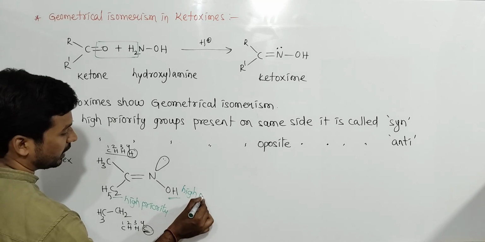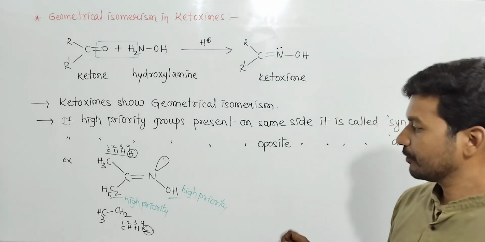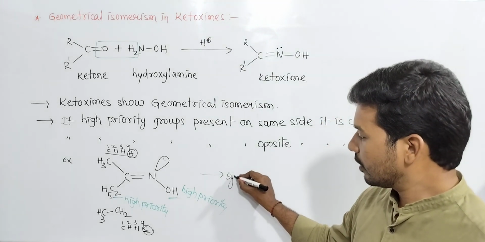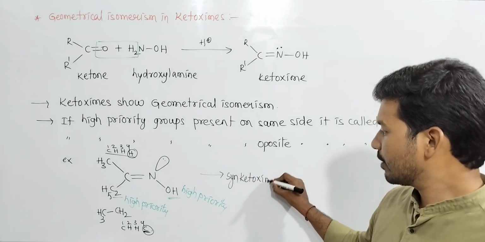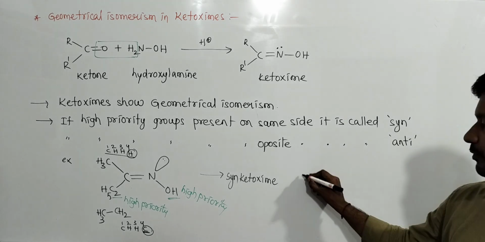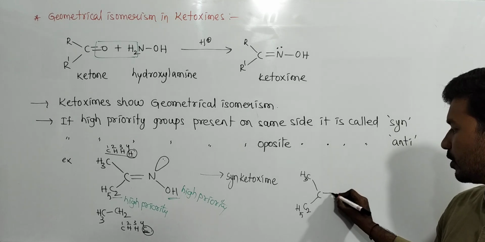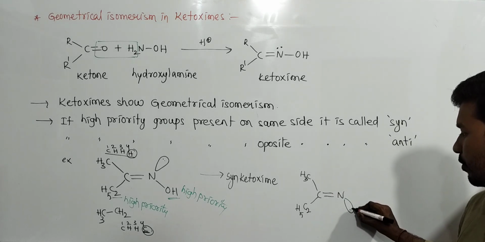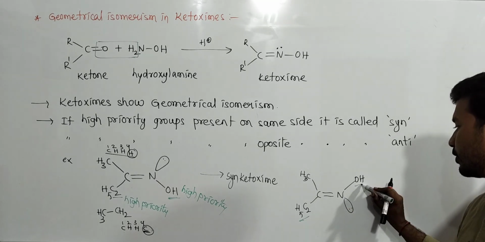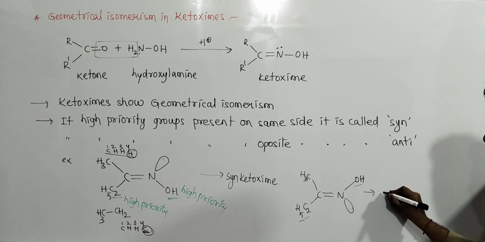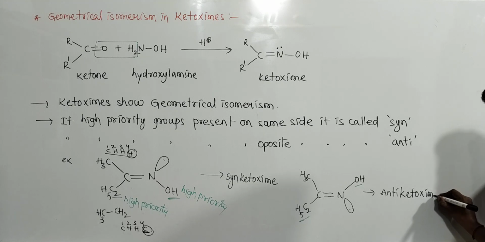High priority groups are on the same side, so this is syn ketoxime. If you write the opposite, CH3 here, C2H5 ethyl group, double bond N, lone pair down and OH group up, then the high priority groups, ethyl group and OH group, are on opposite sides. This is anti ketoxime. Syn ketoxime, anti ketoxime, like this.